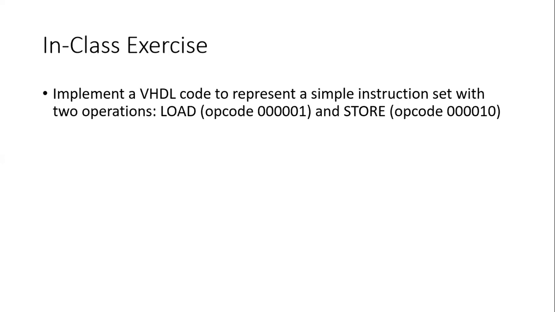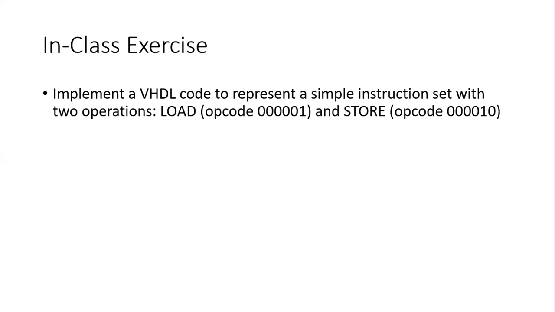So this is supposed to be an in-class exercise where you're supposed to implement a VHDL code to represent a simple instruction set with two operations: load opcode and store opcode. Can you take this? So you're going to do this as an assignment, and then God willing, in our next class, we'll call on anybody at random to push this up, and then let's see how you were able to play with it, okay? It's supposed to be in class, but we already played with one in class, so we'll just make this an assignment. So you want to take this as an assignment, okay?